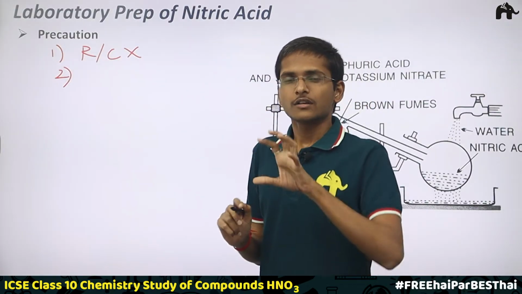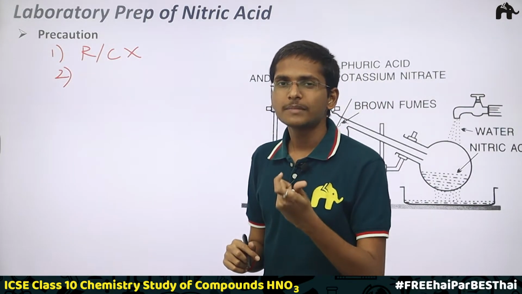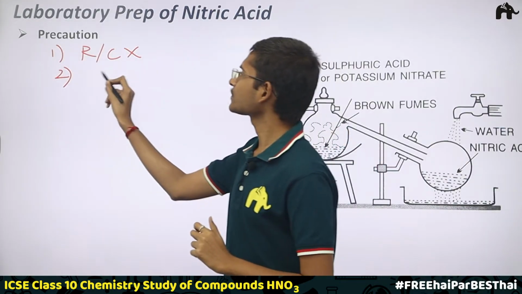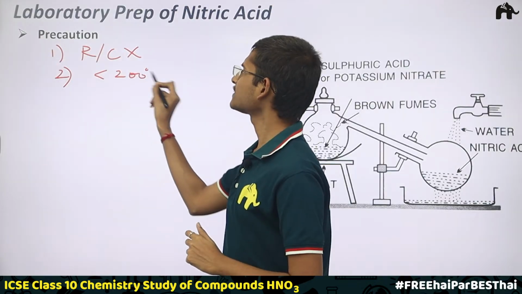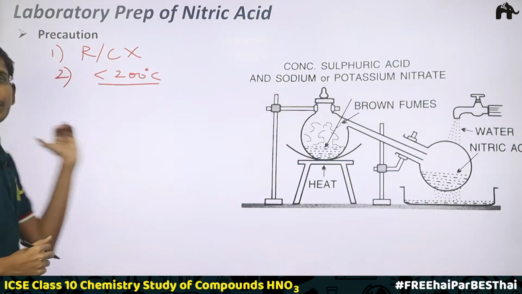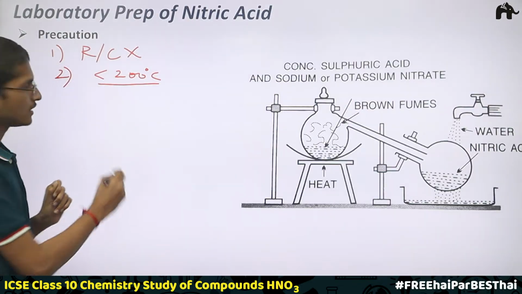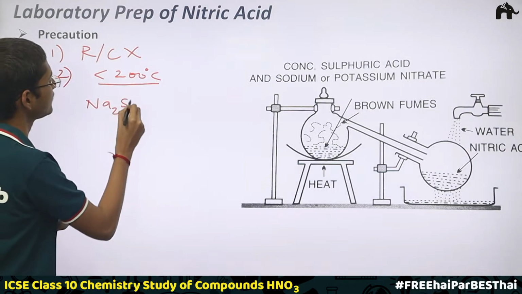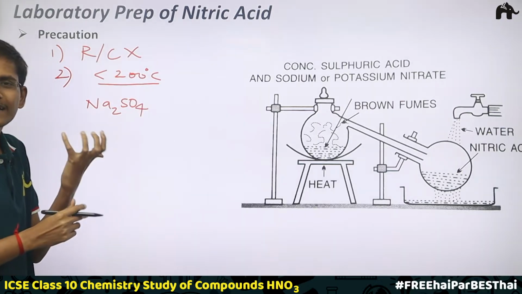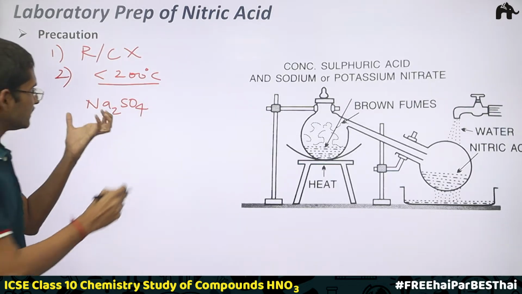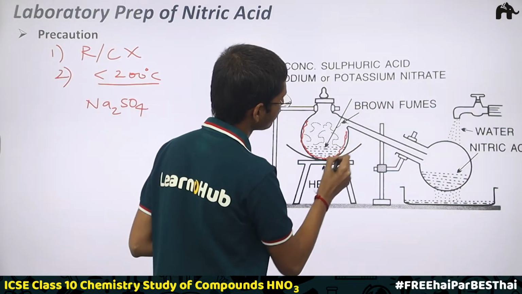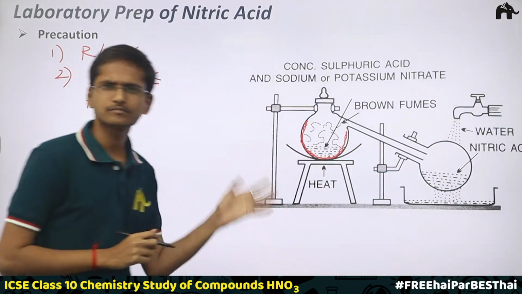Second is, we need to keep the temperature below 200 degrees Celsius. I have also told you this thing. Now why is this so? If we would increase the temperature and go beyond 200 degrees Celsius, sodium sulfate is formed. And this sodium sulfate which is formed is like a hard crust, and it sticks to the wall of this glass retort after the reaction.